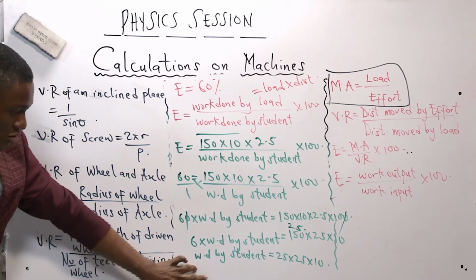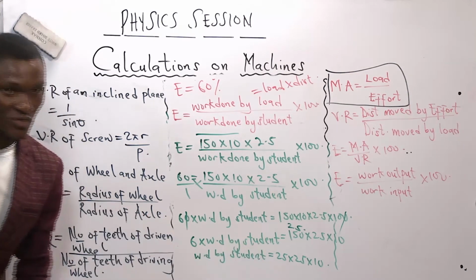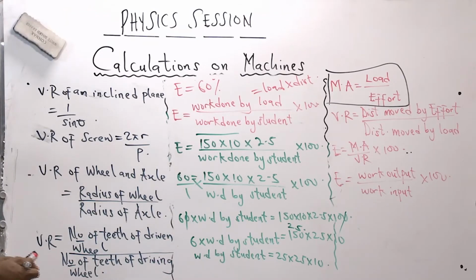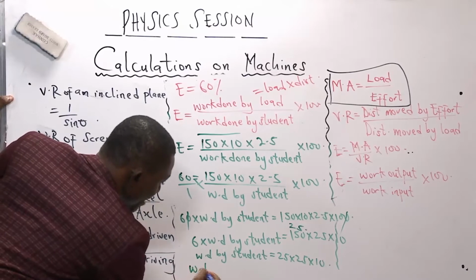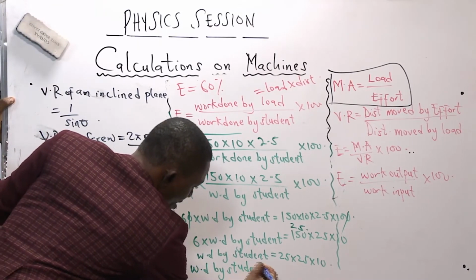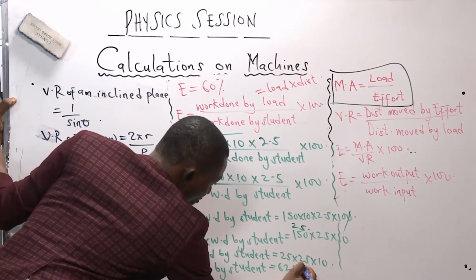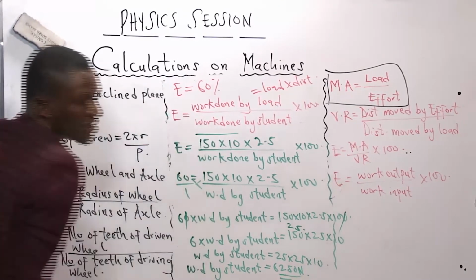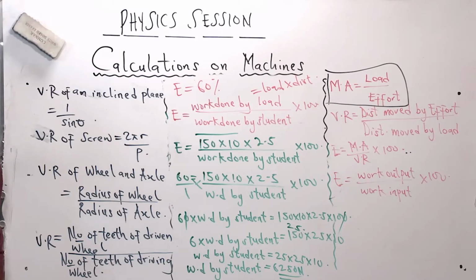So work done by students will be equal to 25 times 25 times 10. So 25 times 25 gives us 625. And then work done by students, you can see, I actually did this without the calculator: 6,250 Newton. Yes, that is going to give us 6,250 Newton.